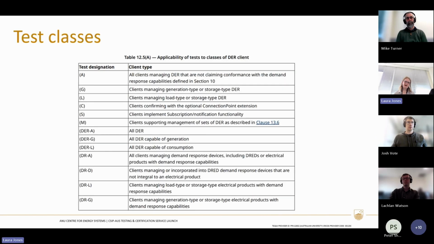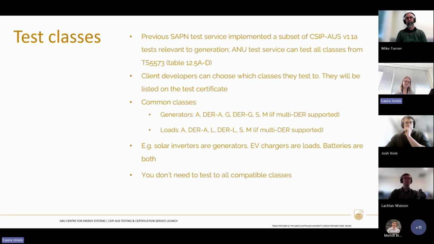Another difference between our test service and South Australian Power Networks is that the South Australian Power Networks service was designed for generation clients. We can test all classes that are in TS 5573. And this is a list of all of the classes, which is a fairly imposing list. But it is actually a bit simpler than that.